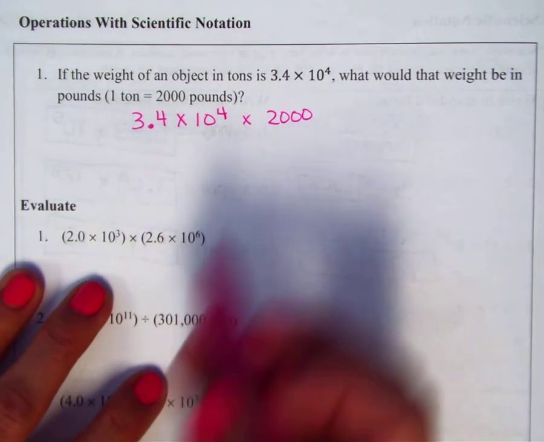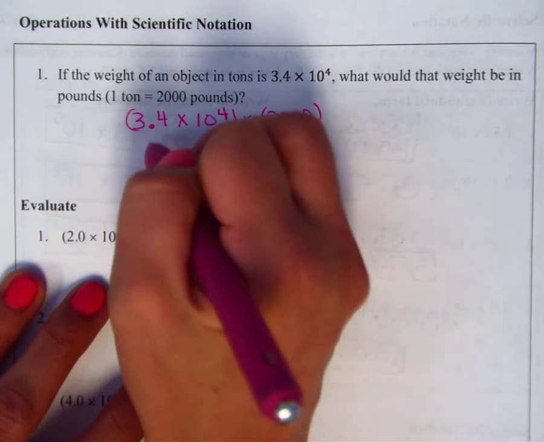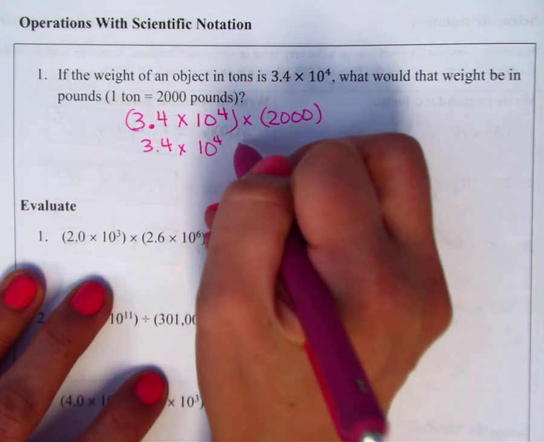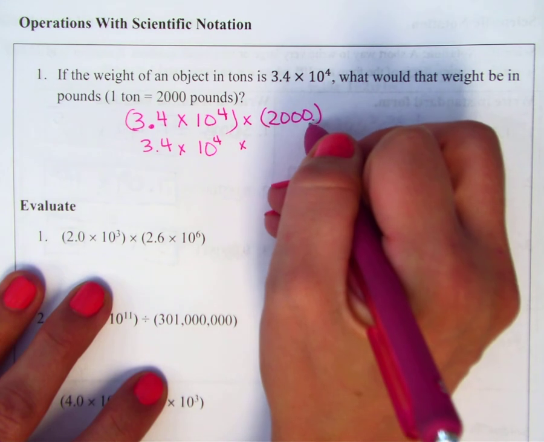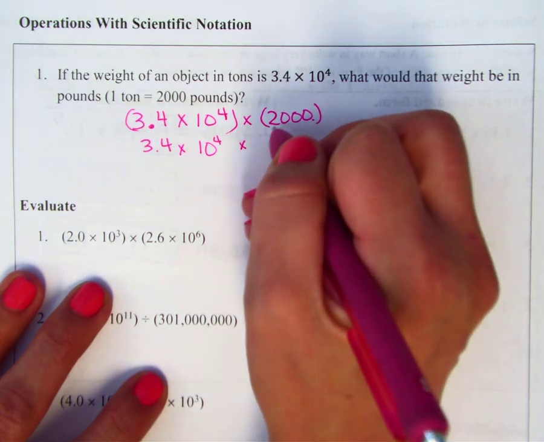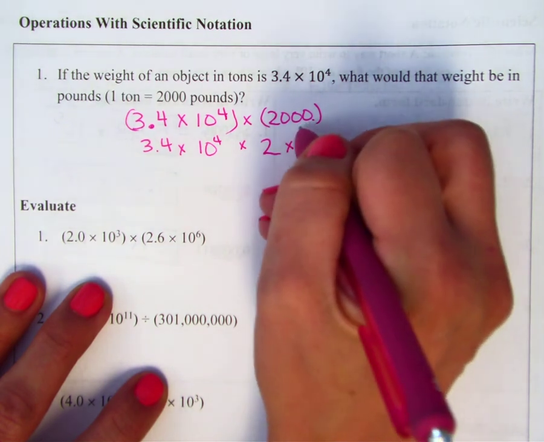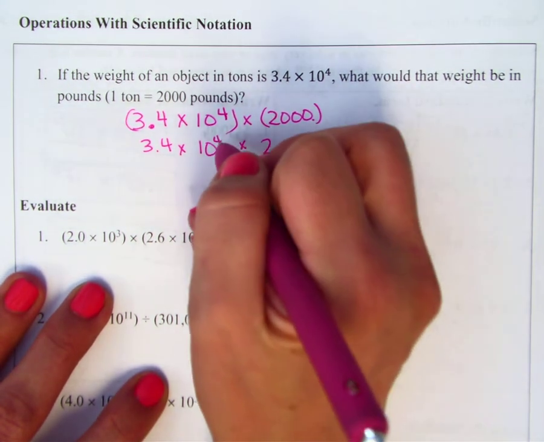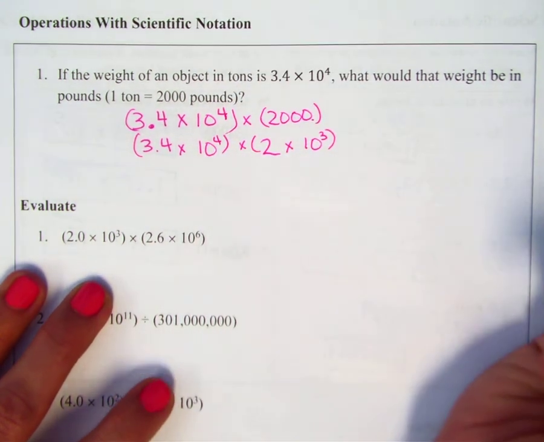So I'm going to write these both in scientific notation. I'm taking this times this. I already have the first one in scientific notation, and then we're going to take it times this. If I write 2,000 in scientific notation, I have to move my decimal over to make it a number between 1 and 10. So that would be 2 times 10 to the, well, I'd have to move it 3 spots over to make that a 2. So we're taking this many tons times this many pounds in a ton.